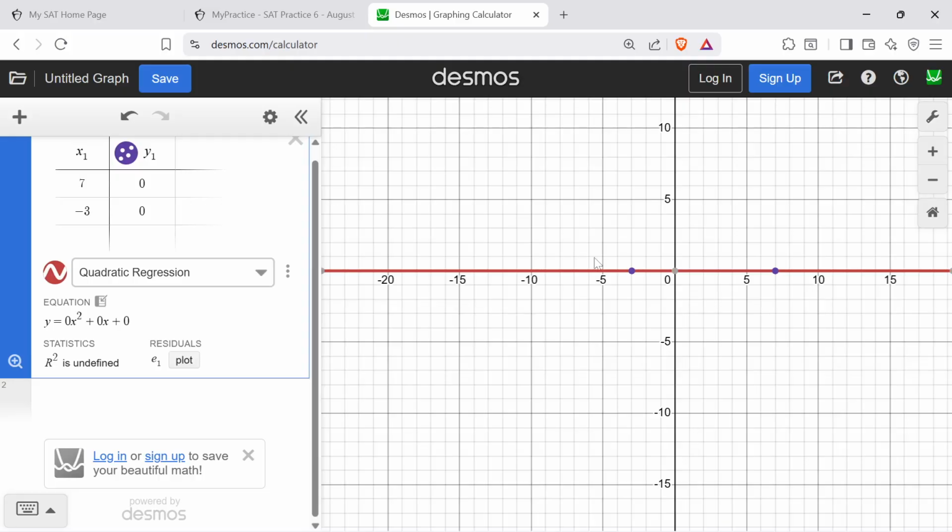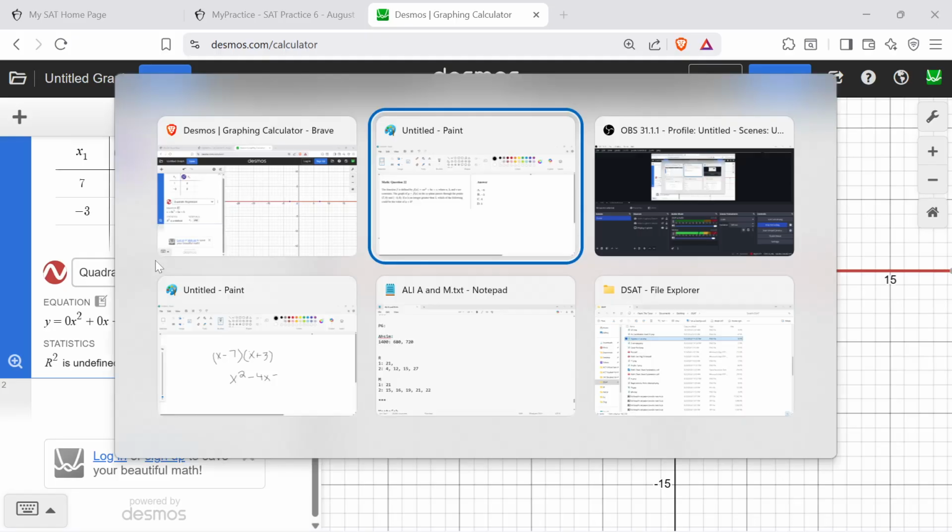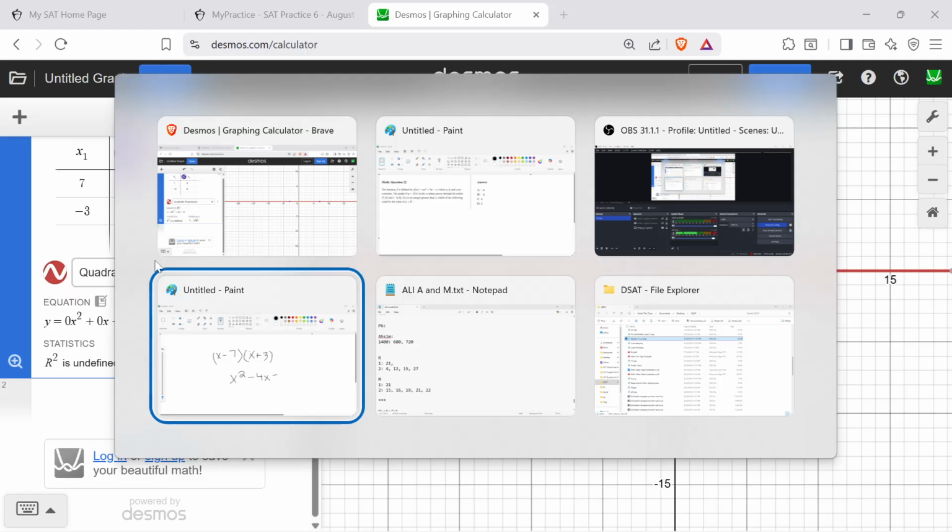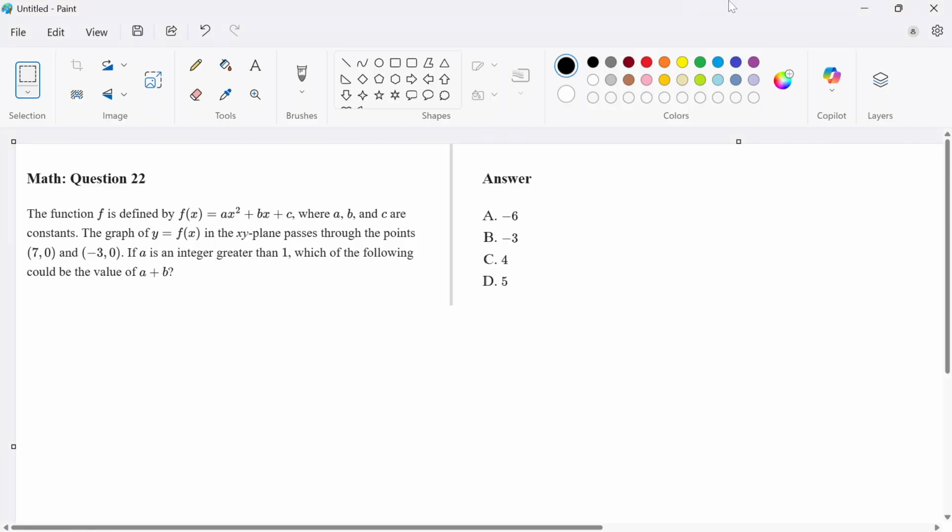Well, no wonder. All I have is two zeros of this function. So the vertex could be above it. The vertex could be below it. I know that the vertex is halfway between 7 and -3, which is 5 away from 7, which is at 2. But is it above or below? No idea. So now what? Desmos didn't get the job done.